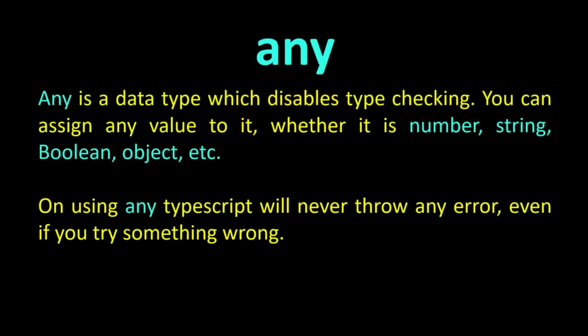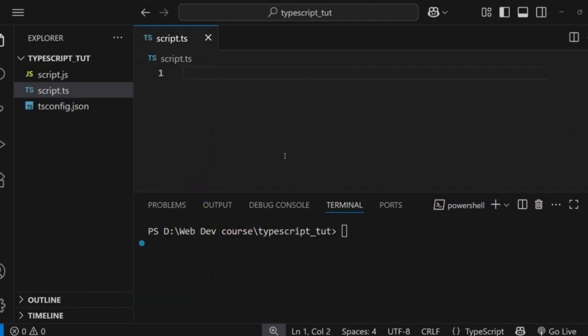Any is a data type which disables type checking. You can assign any value to it, whether it is number, string, boolean, object, etc. On using any, TypeScript will never throw any error, even if you try something wrong. Let's see an example of it.